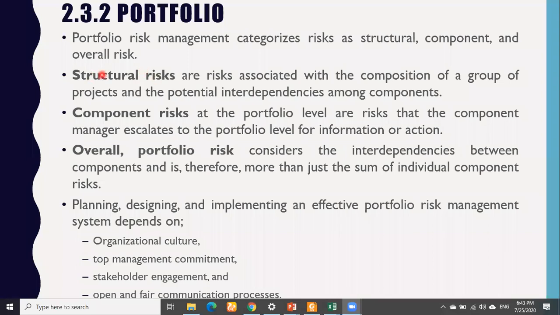So what is structural risk? Structural risks are risks associated with the composition of a group of projects and the potential interdependence among components. Okay? You need to understand these things. Structural risk is a risk associated with the composition. What is composition? Anyone? What is composition?